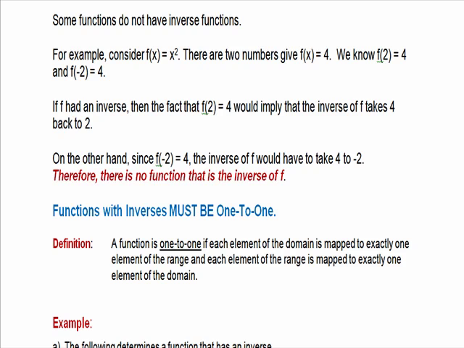Some of you say, well, wait a minute, I've done that before. Well, usually in order to do that, we do what's called restricting the domain. We talk about the inverse of x squared only when x is positive, or only when x is greater than or equal to 0. And so what we do is we restrict it so that we can actually talk about inverses. Again, remember, for a function to have an inverse, it must be one-to-one. So by definition, a function is one-to-one if each element in the domain is mapped to exactly one element in the range, and each element of the range is mapped to exactly one element in the domain. So one-to-one.